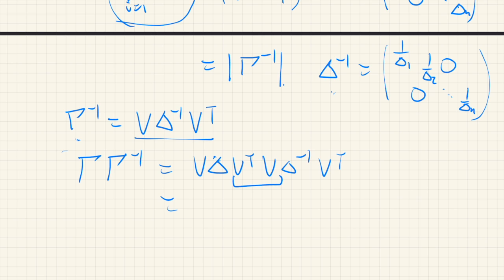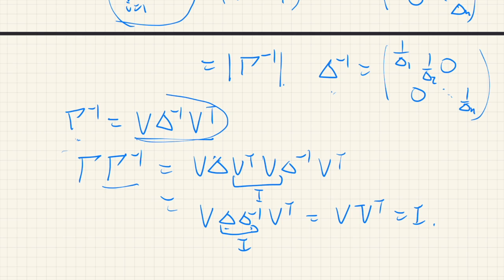And this one is an orthogonal matrix, so it's equal to the identity matrix. Multiplying by the identity doesn't change anything, so we have this. So they are inverses of each other. So that's again the identity matrix. We have V and V transpose, which is the identity, right? So this is indeed the inverse matrix of gamma.